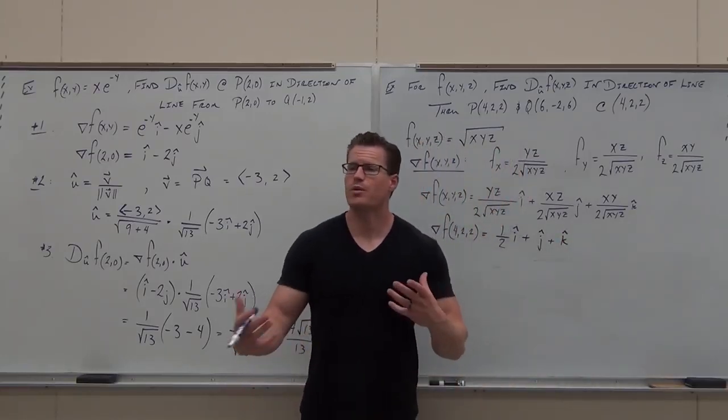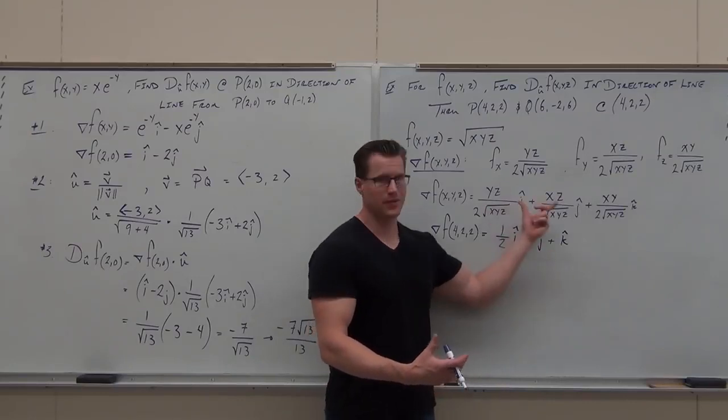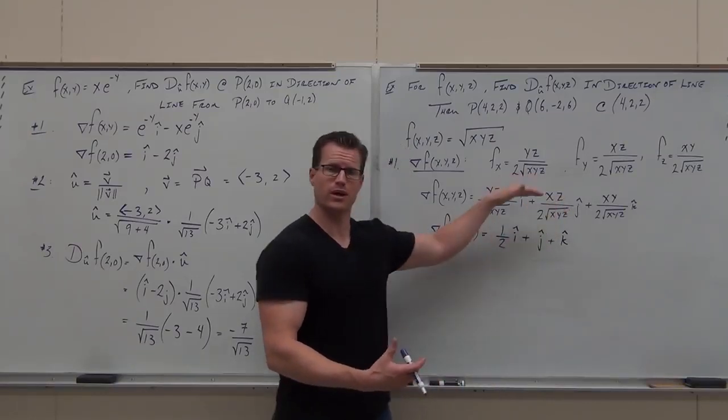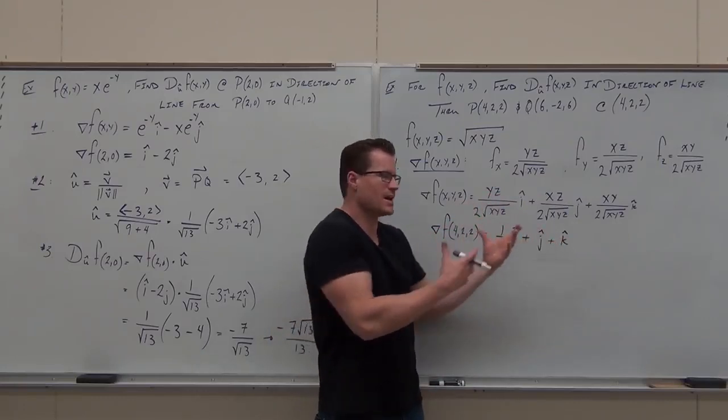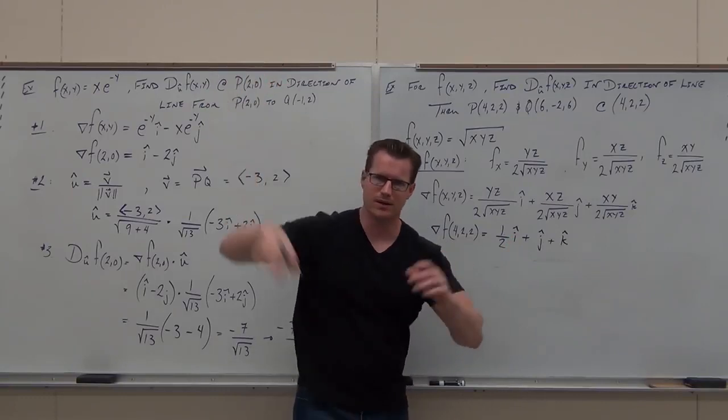Hey, this is why we plug in numbers now, because that is a whole lot nicer to deal with in a dot product than that thing is. Make sense? So we find our gradient, plug in a number, no problem. You now have a specific gradient vector. That's what we want to have. Okay, take some other time.